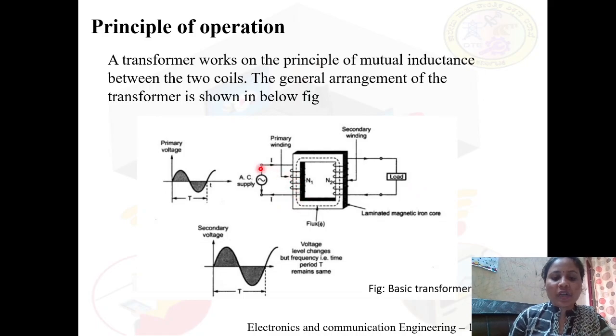In brief, whenever there is a change in current, magnetic flux lines will change, and this induces the EMF. This process we call mutual inductance between the two coils. Here the primary and the secondary coils are not physically connected, but they will come in contact whenever the flux gets produced in the core part.